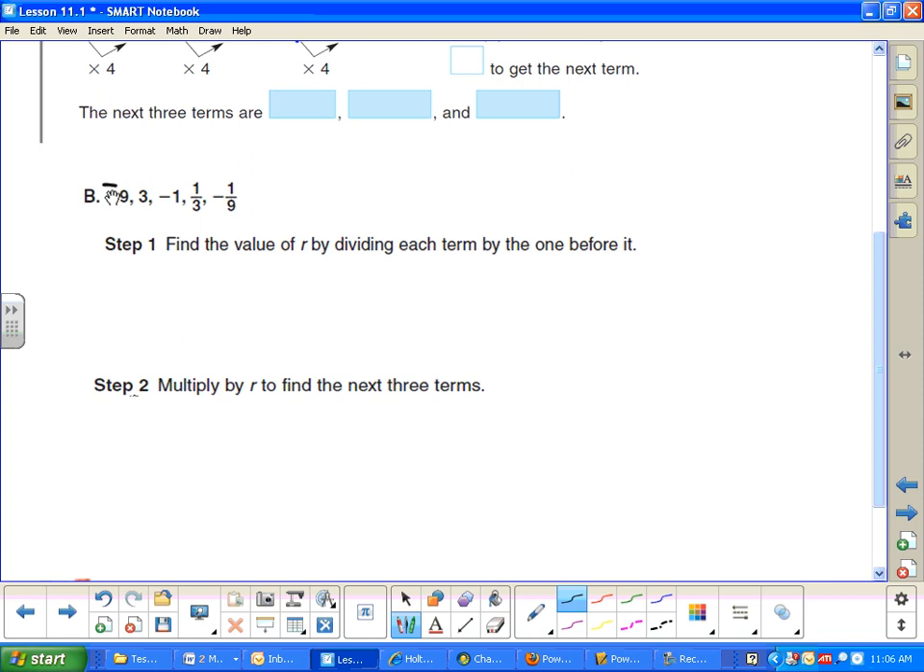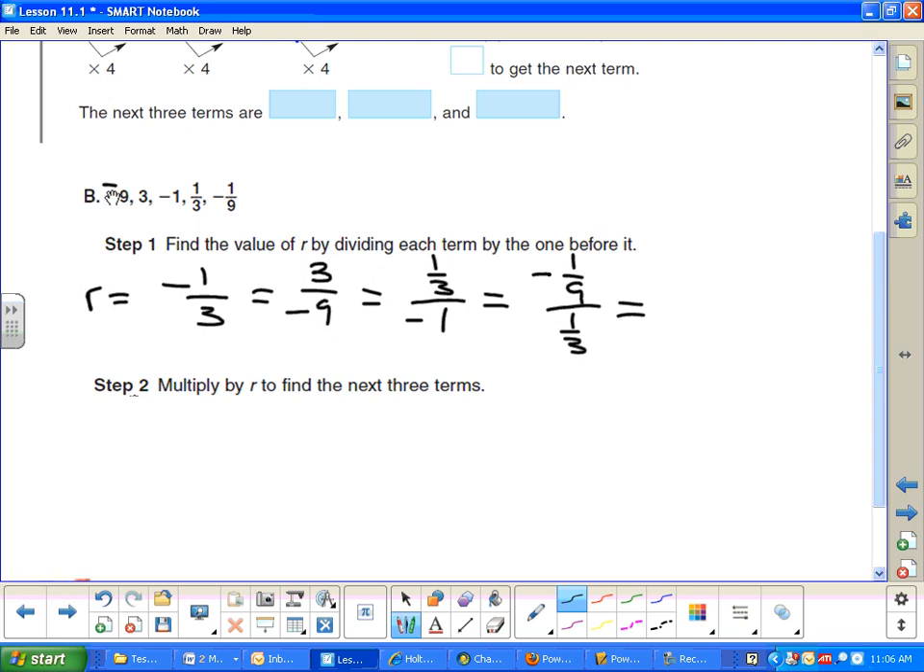So I take -1 divided by 3 to find r. Well, that would be the same as 3 divided by -9, wouldn't it? Which would be the same as 1/3 divided by -1, which is the same as -1/9 divided by 1/3. No matter which one of these we divide, we're still going to get negative 1/3.